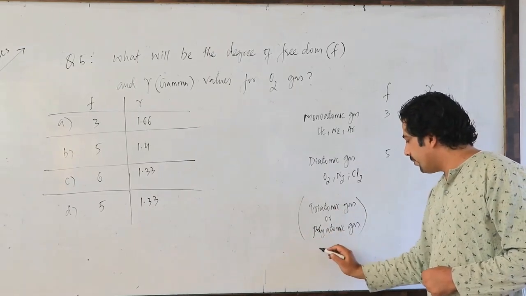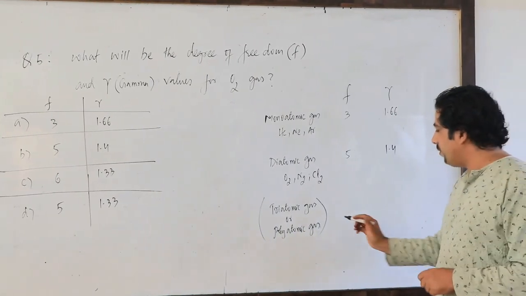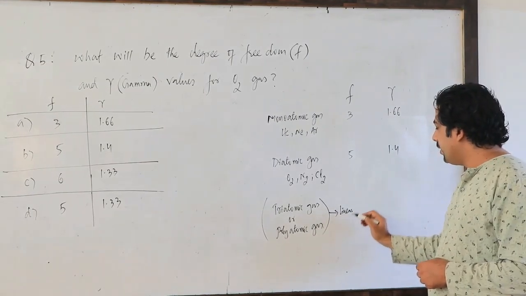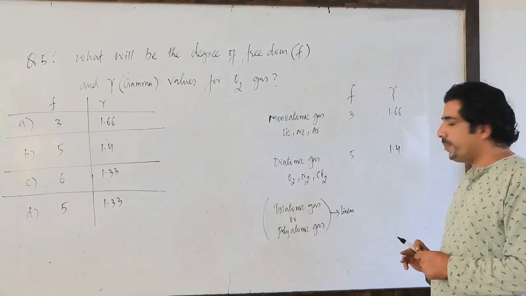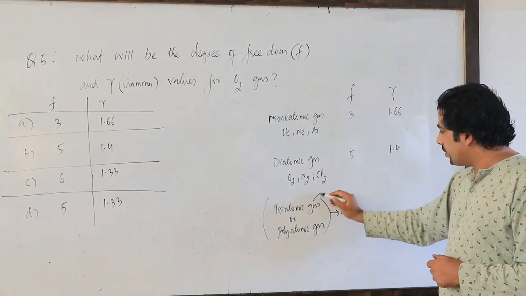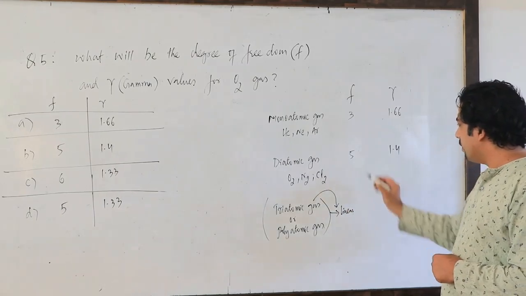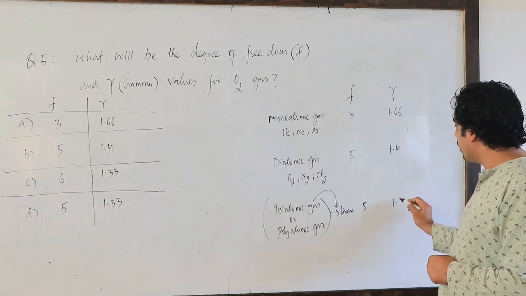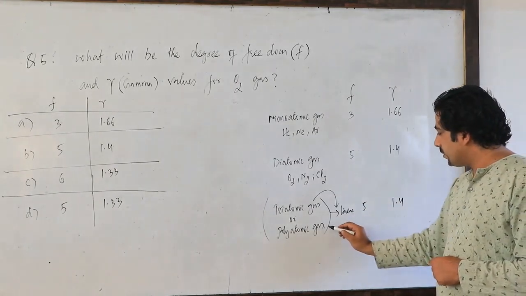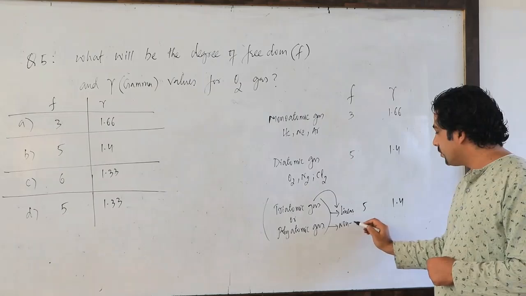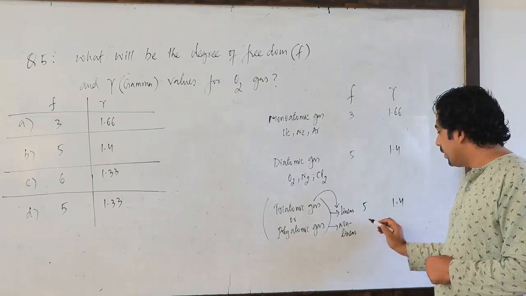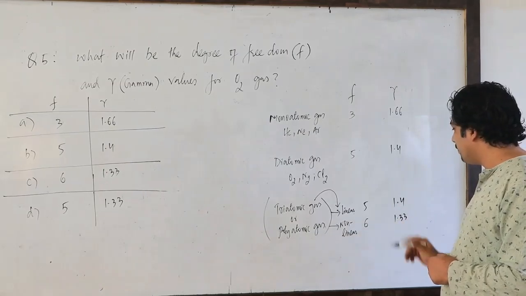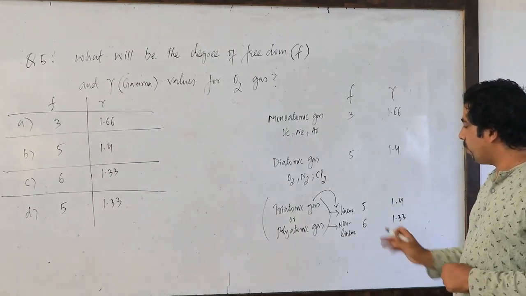So you can take examples, but there are two factors here. If you have a polyatomic gas, or we can say a triatomic gas that is linear, then the degree of freedom will be 5 and obviously the gamma factor will be 1.4. But if this is non-linear, then this will be 6 and this factor will be 1.33. So my dear friends, you should be aware about this thing.